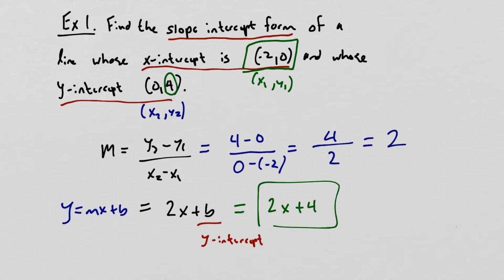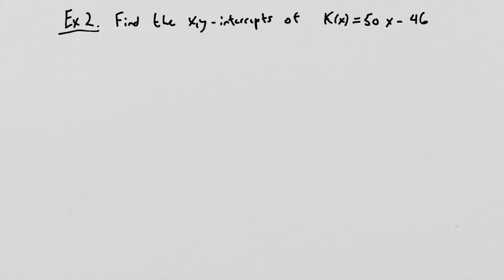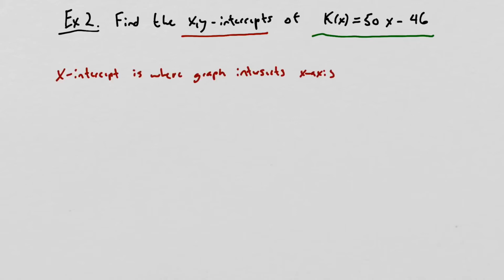Let's now turn our attention to the reverse problem. Suppose we're given the equation of a line. Let's go ahead and find the x and y-intercepts. Here, we're given the line y equals 50x minus 46, and we want to find the x and y-intercepts. Let's recall the intuitive definition of an x-intercept. The x-intercept occurs on the graph where the graph intersects the x-axis. This occurs when y is equal to 0. To solve for the x-intercept then, we replace our y values in our equation with 0.